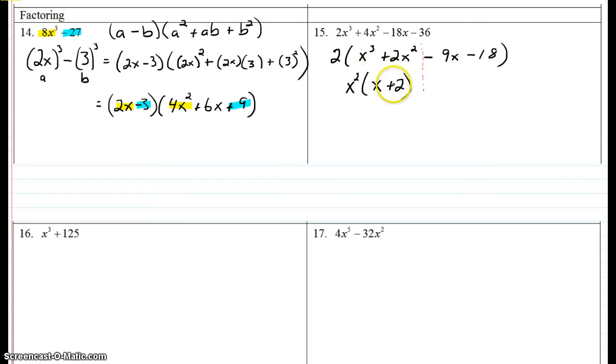And so now since these are both positive and these are both negative, I want to see if I can write it so that my binomial here will be positive. So I'm going to take a negative out, and so what do 9 and 18 have in common? So I can take a negative 9 out, and so that turns that into a positive x and a positive 2. And then don't forget we have this 2 on the outside.